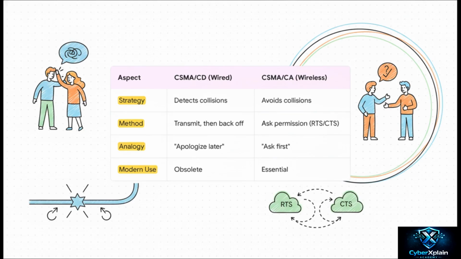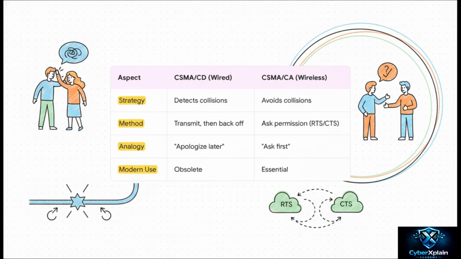For older wired networks, the method was CSMA/CD, or collision detection. Basically, a device would listen, and if the line was clear, it sent its data. If it accidentally collided with another device, they'd both stop, wait a random amount of time, and then try again. It's literally like apologizing after you bump into someone.